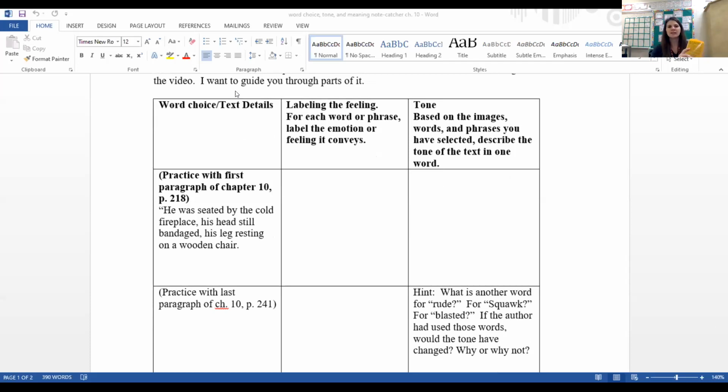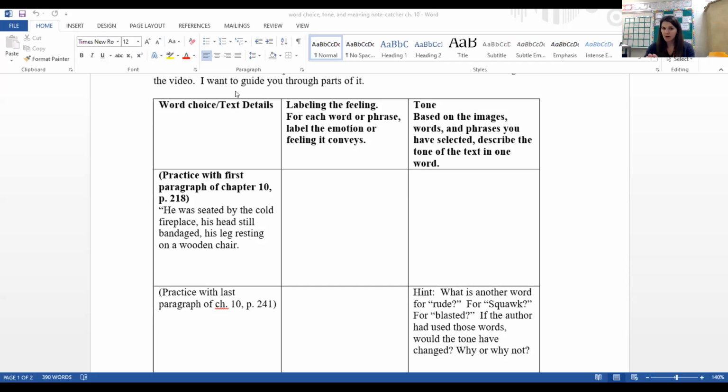Okay. So we see we're going to practice with the first paragraph of chapter 10 on page 218. Okay, let's read that full paragraph. "How does it look?" asked Papa as I passed through the sitting room on my way out the side door. Over a week had passed since he had been injured, and this was his first morning up. He was seated by the cold fireplace, his head still bandaged, his broken leg resting on a wooden chair. His eyes were on Mama at her desk.